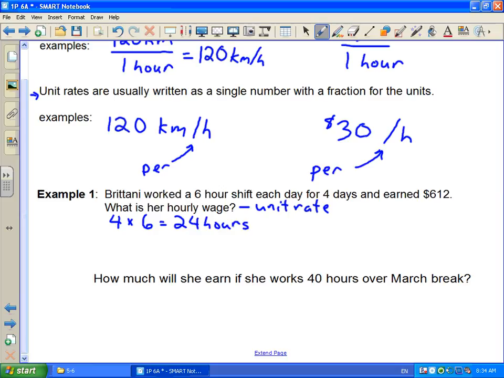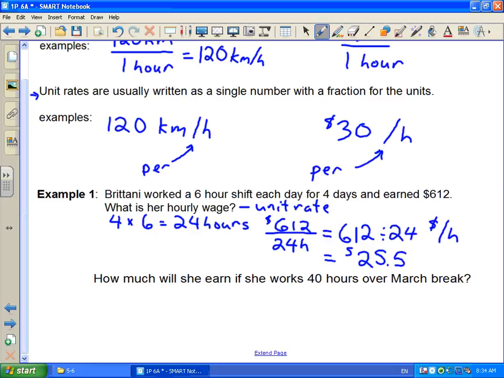Now we can set up our rate. She earned $612 in those 24 hours. And to calculate the unit rate, we just have to do this division. We just want to take that 612, divide it by the 24, and that is going to give us our answer in dollars per hour. So we punch this into our calculator. 612 divided by 24 gets us 25.5, and as we said, dollars per hour. So that's how much she'll be paid each hour.